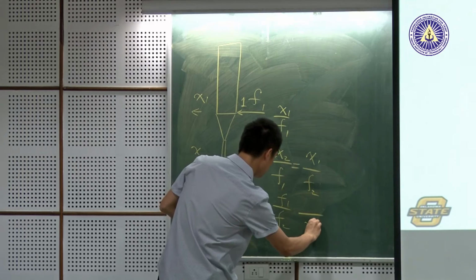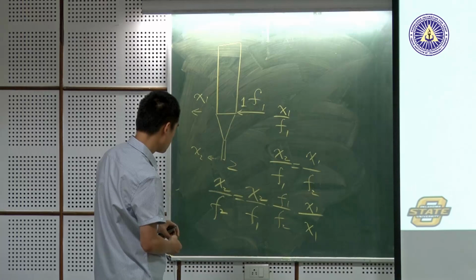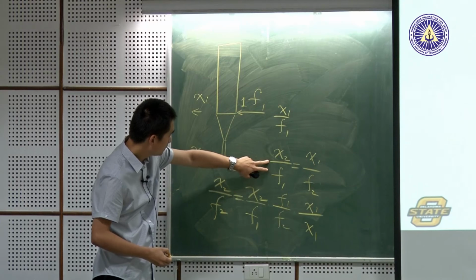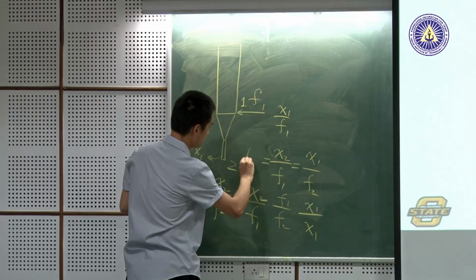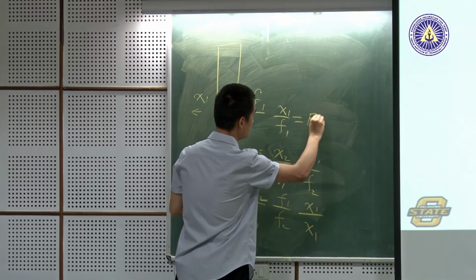Now how about X1 over X1 again? X2 over F1 is what? It is FRF2, and this is FRF1.